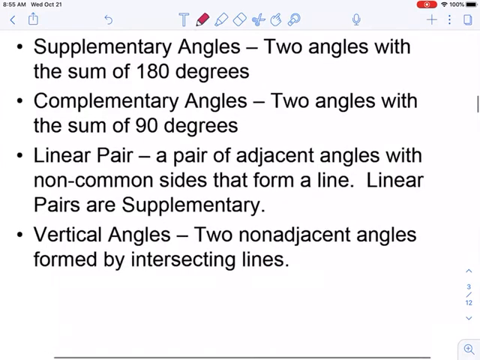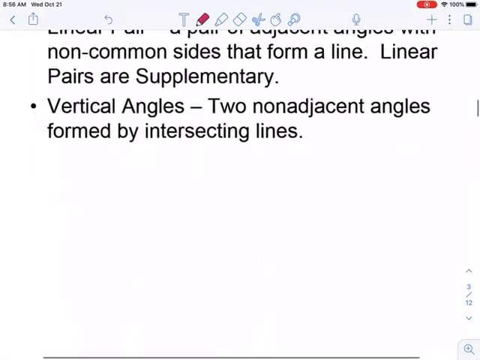Vocab, this really is a review. Supplementary, two angles that add up to 180. Complementary, angles add up to 90. Linear pair, a pair of adjacent angles with non-common sides that form a line. Linear pairs are supplementary, a very important set of angles. Vertical angles, we've done them, formed by intersecting lines.